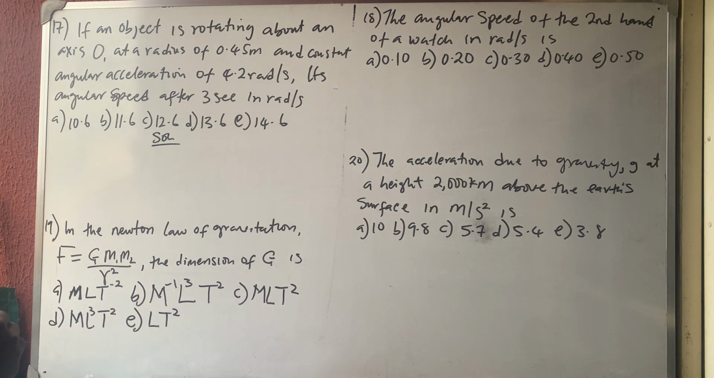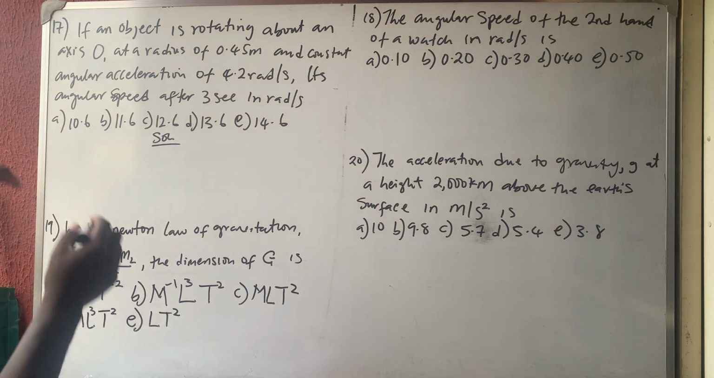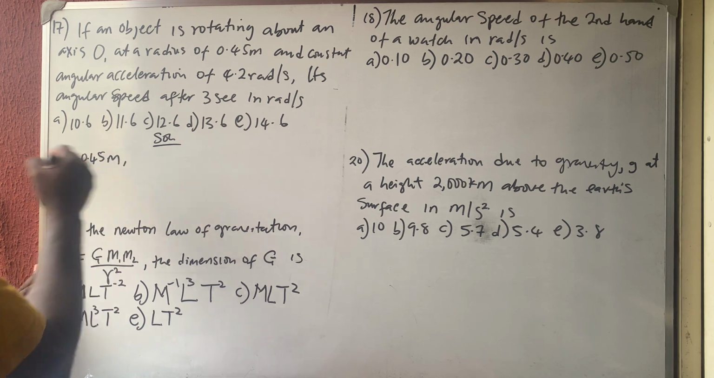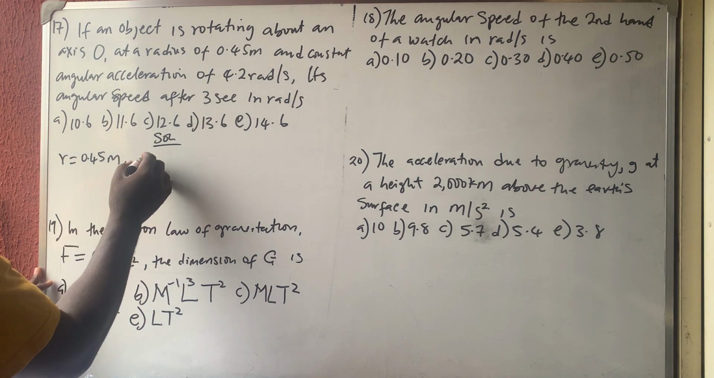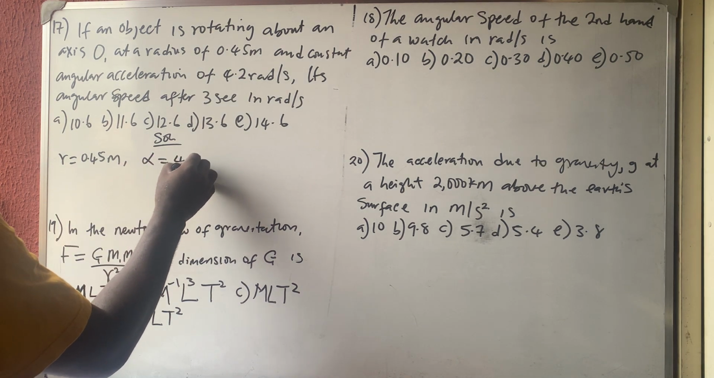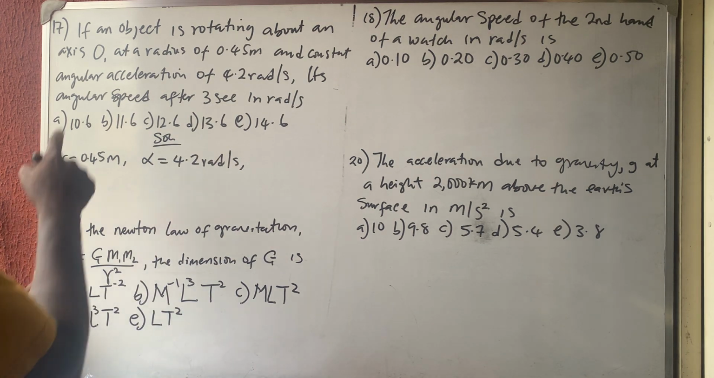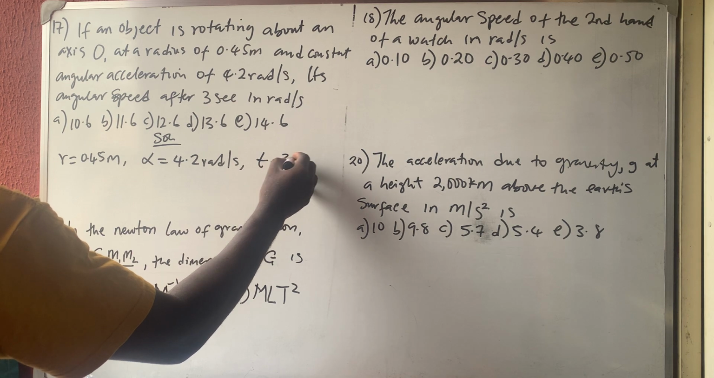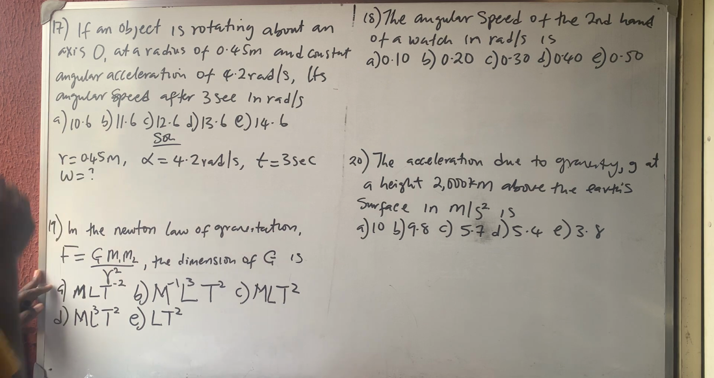So this is question number 17, and it said if an object is rotating about an axis O at a radius of 0.45 meter, and constant angular acceleration, alpha, that is 4.2 rad per second squared. They now ask for its angular speed after 3 seconds. The time they gave us is 3 seconds, and we should find the angular speed omega.